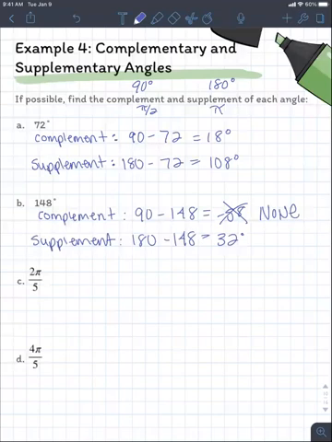Okay, give me a heart if you're ready for part C. Seven, 12, 13, 14. 15.